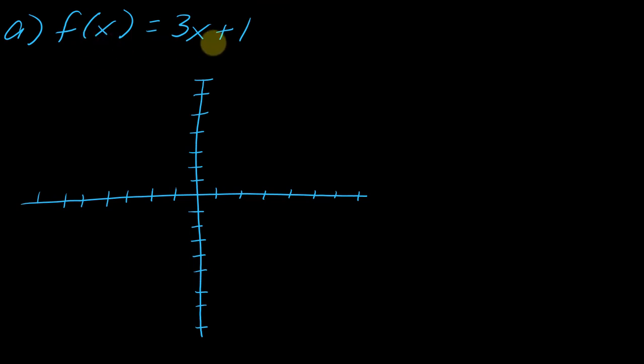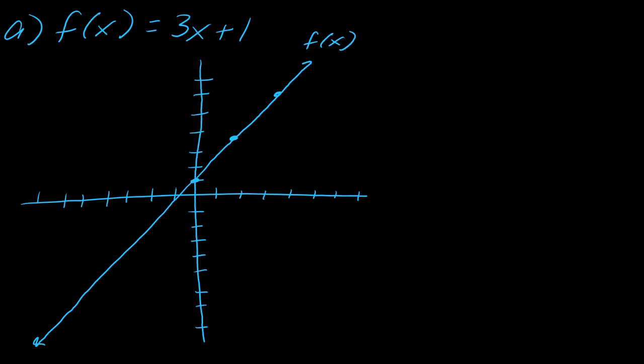Starting off with this f of x equals 3x plus 1, notice this is in y equals mx plus b form. So here my y-intercept would be 1. So first let's plot this. Mark my 1, and then I go up 3 and over 1 with the slope. 1, 2, 3 over 1. Up 1, 2, 3 over 1. Okay, so now that I've got this sketched out, here's my f of x function.